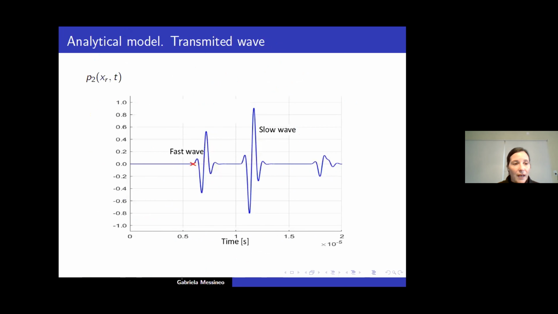We see here the simulated wave at the receiver location in one of the samples. Let's observe that a slow wave and a fast wave can be distinguished just as the Biot theory predicts. In order to determine the speed of sound, we are only interested in the fast wave, but this waveform carries more information that can be used for a deeper understanding of bone.